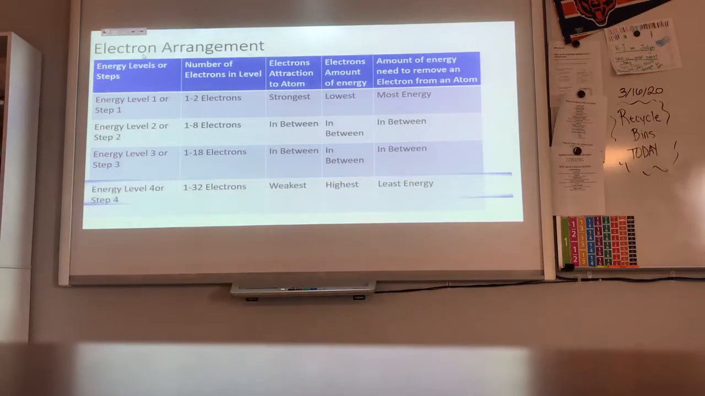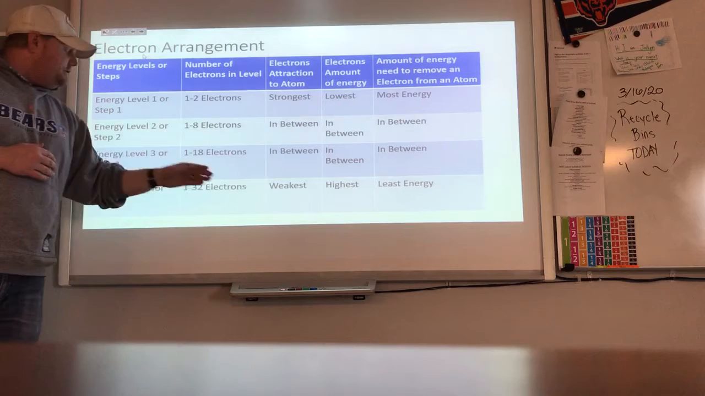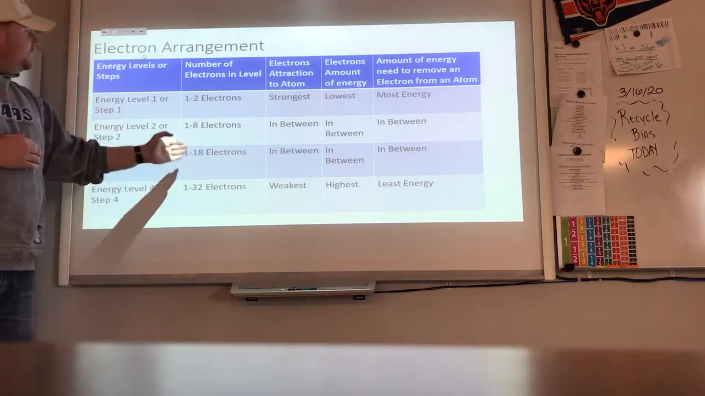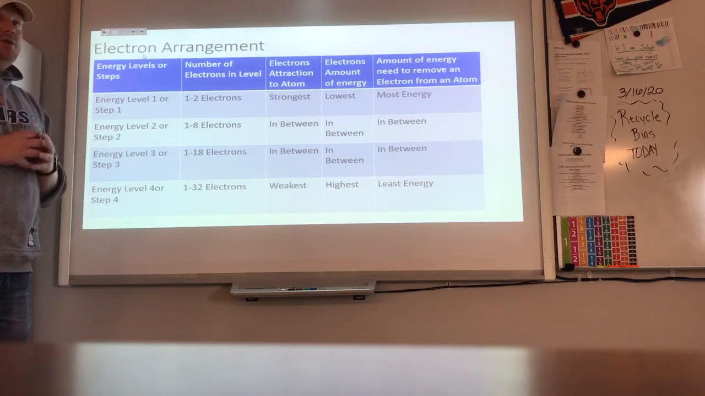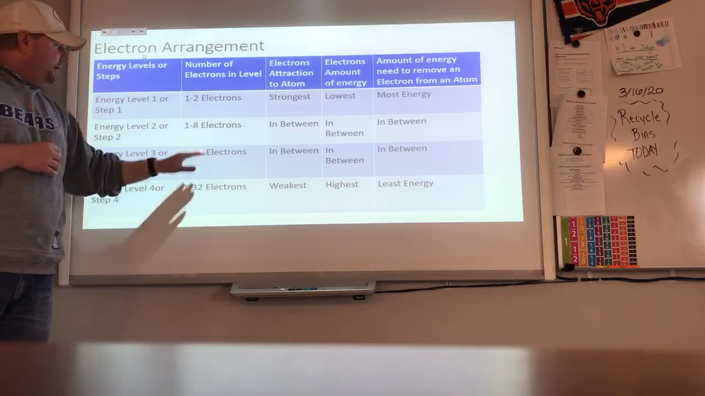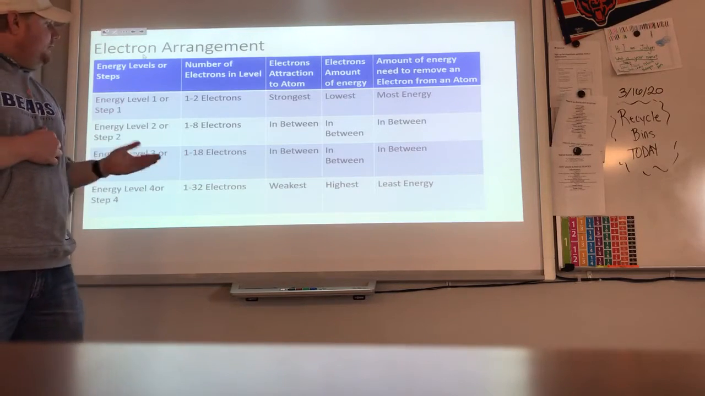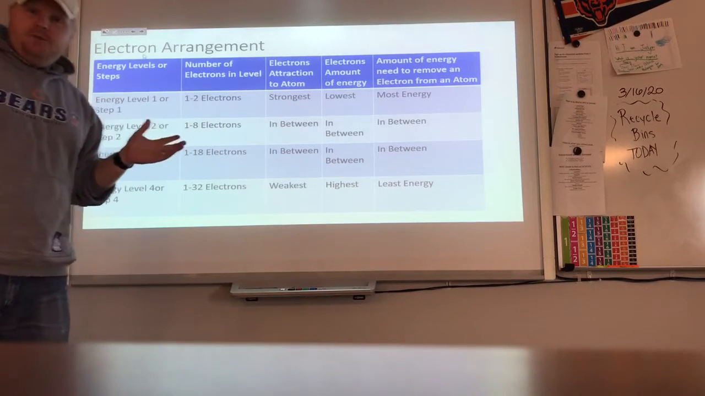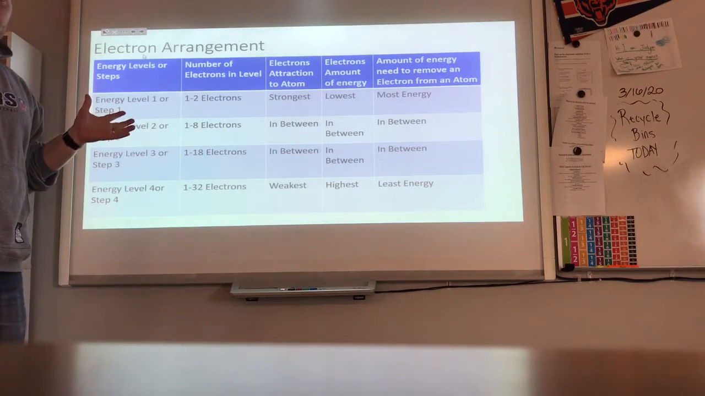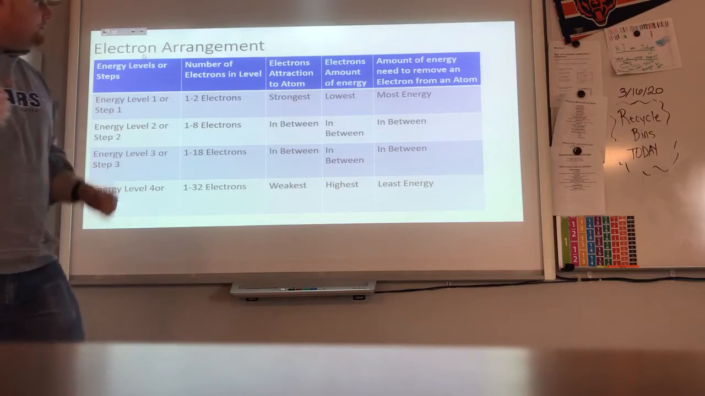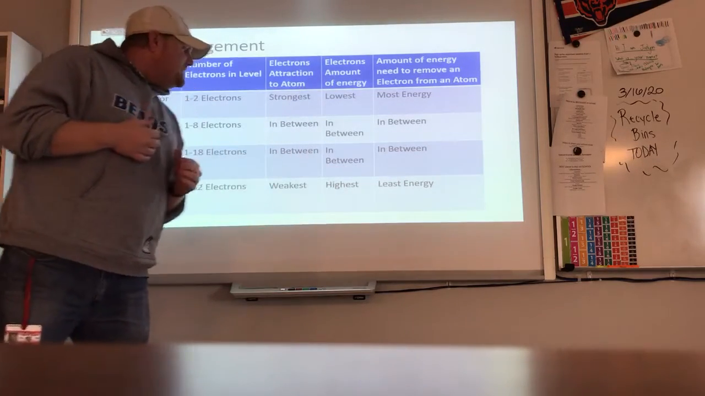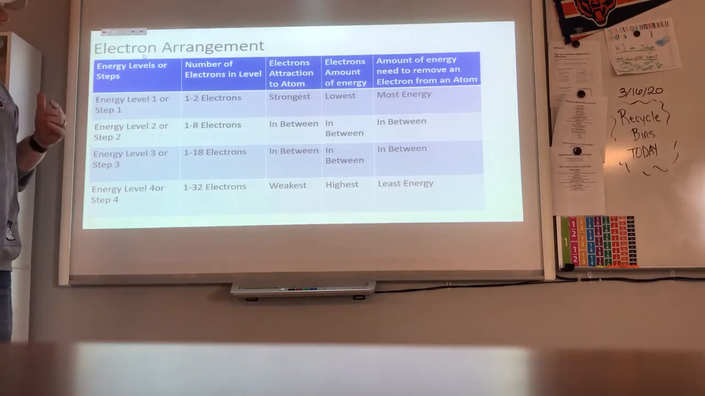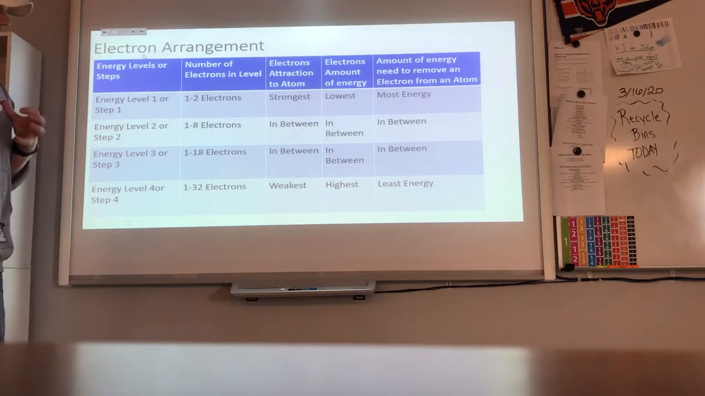And in our final one, energy level 4, 1 to 32 electrons can be held there. These two are content or stable if they have 8 in that outer level, but they can hold more. Notice, weakest attraction to the atom, because it is further from the atom, which makes sense. If it's further from it, it's going to have less attractive force. It has the highest amount of energy because it's traveling at the fastest speed to get around the atom and orbit it.